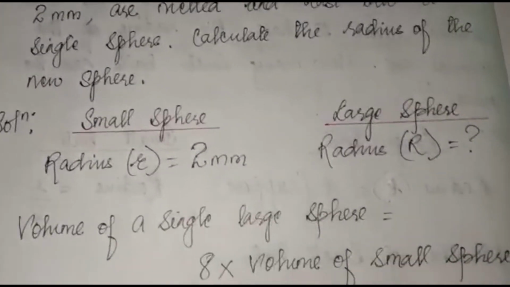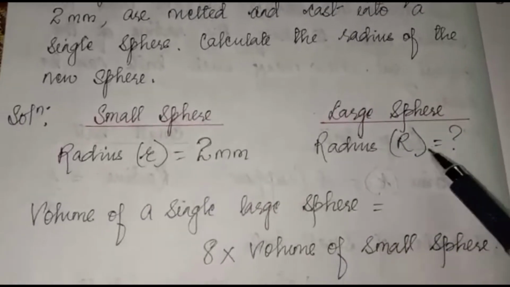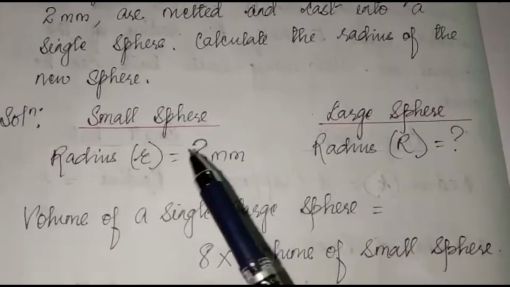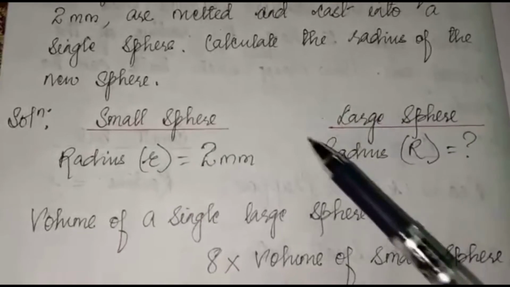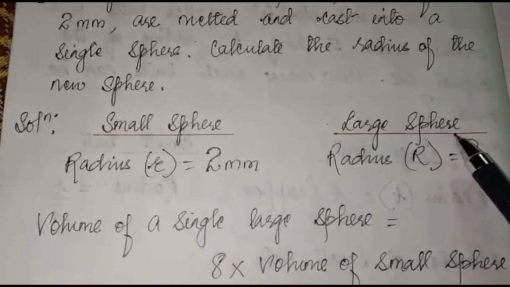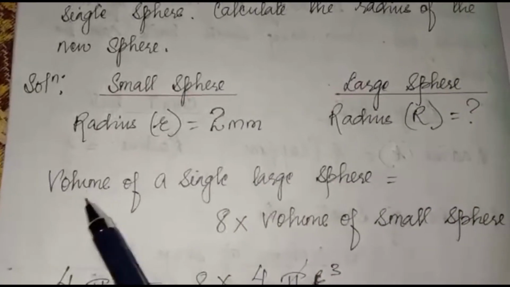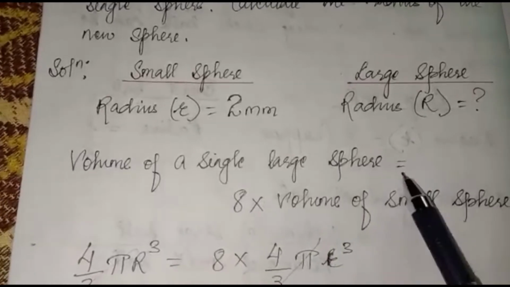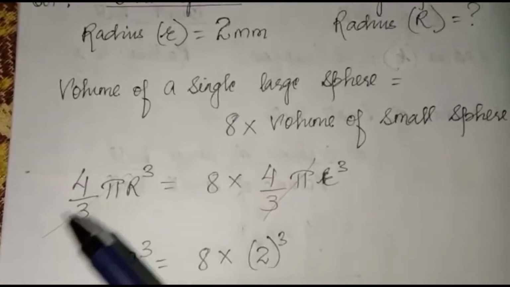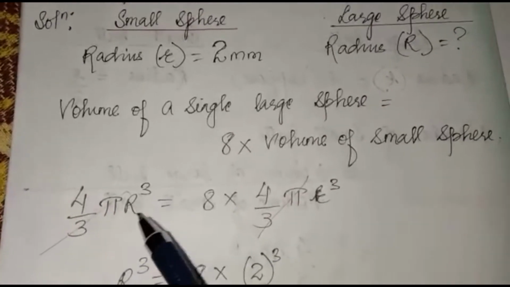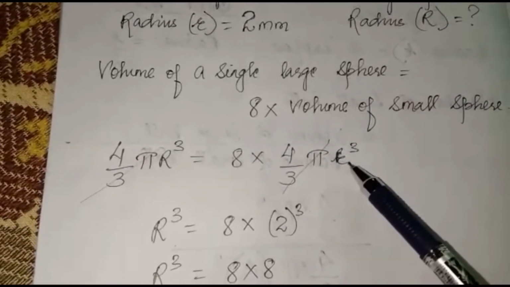So here the small sphere has a radius of 2 mm and the large sphere has a radius of question mark. So when you convert those 8 metallic spheres into a large sphere, the volume of the large sphere will be equal to the total volume of those 8 metallic spheres. So the volume of a single large sphere is equal to 8 into the volume of a small sphere. Now you know the formula to find volume is 4 by 3 pi r cube. Capital R I am using here because this is the large sphere, and for the small sphere I will use small r.